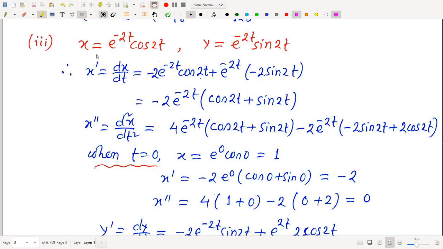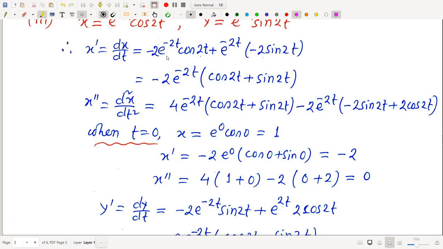Part 3 is in parametric form: x is e to the power minus twice t cos t, y is e to the power minus twice t sin t. So let us find x dash, meaning here dx by dt. E to the power minus twice t derivative is minus 2 e to the power minus twice t, cos twice t remains, plus e to the power minus twice t remains, cos twice t derivative is minus 2 sin twice t. So taking minus 2 e to the power minus twice t common, it is cos twice t plus sin twice t.